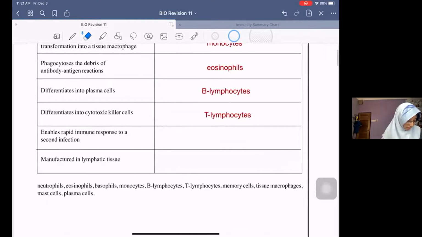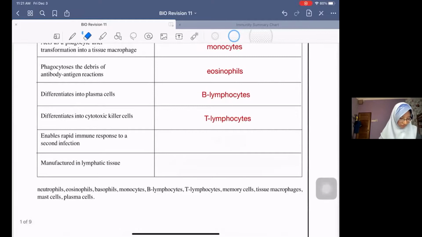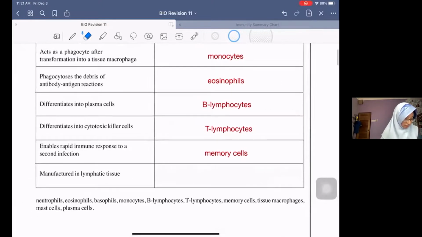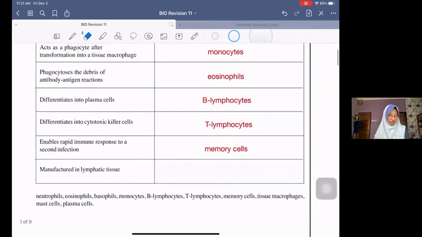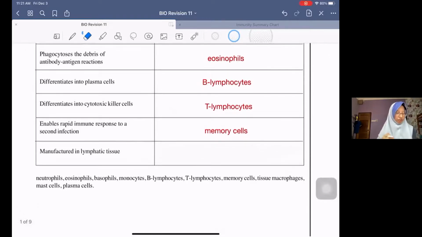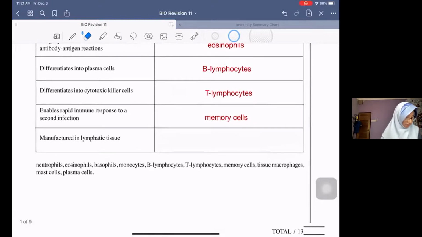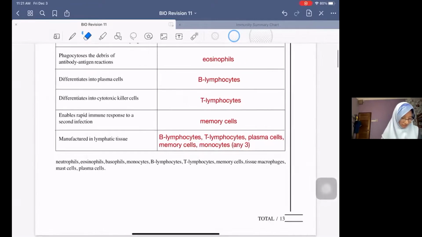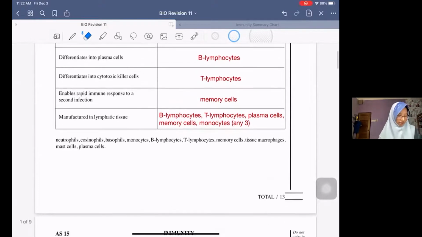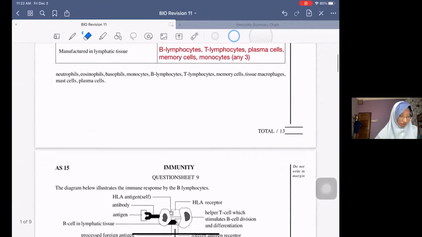Next one, rapid immune response. This one shall be memory cells, because it's already been through this before. Once it sees the same antigen or pathogen again, it will elicit a quicker response. Then last one, manufactured in lymphatic tissue. Actually, all of these. So the main ones, you can just choose any three. All right, next question.